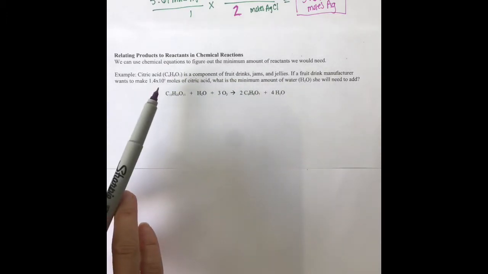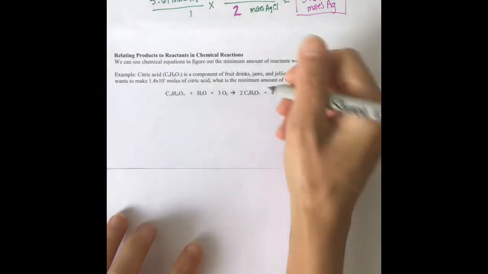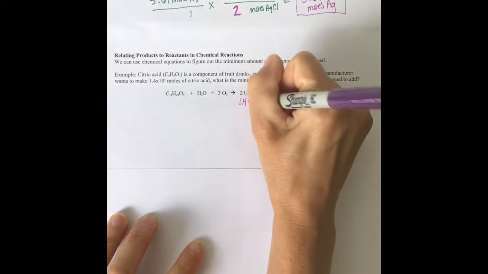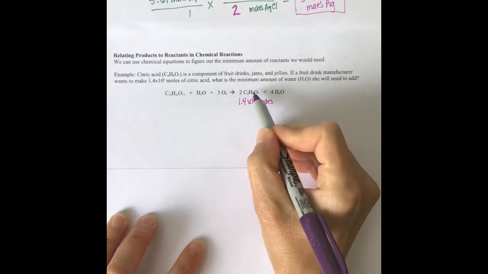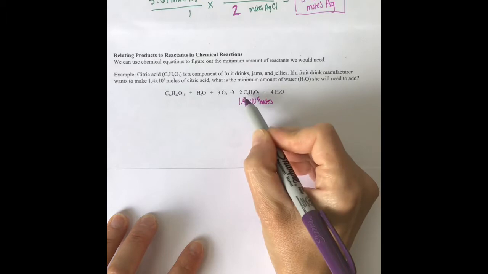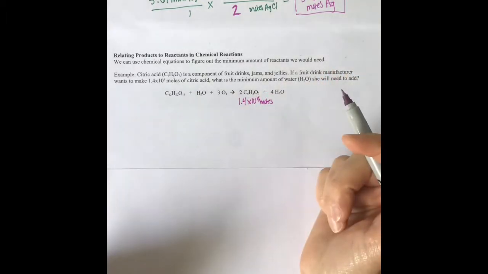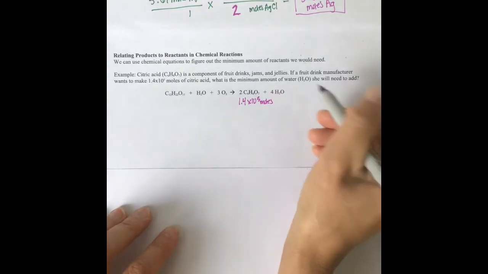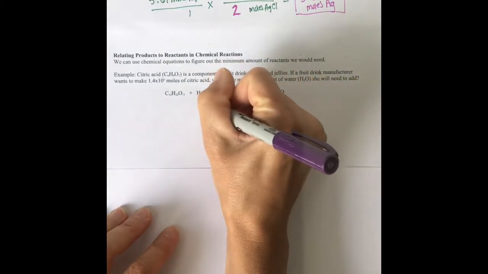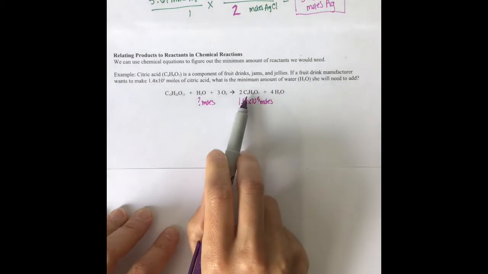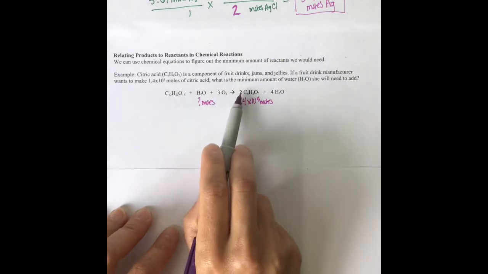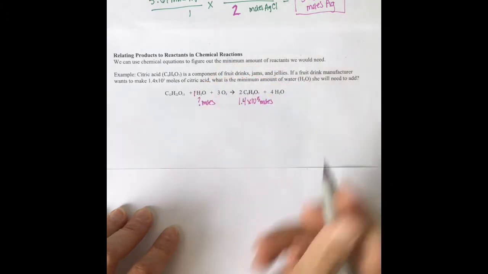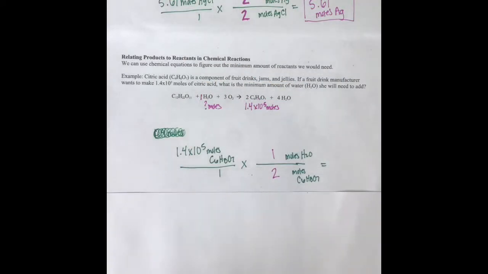The person making this wants to make 1.4 times 10 to the 5th moles of the product. They know how much they need to end up with, but how do they know how much to add to begin with? We want to know what is the amount of water they will need to add. Okay, so we can actually use the mole ratio to go backwards. It's going to be a 2 to 1 mole ratio. Okay, so here's how I would set that up.